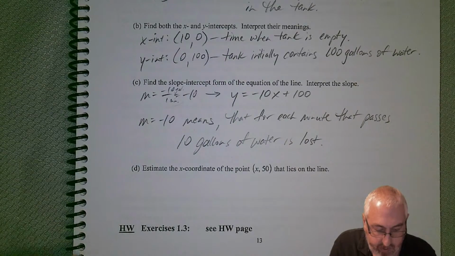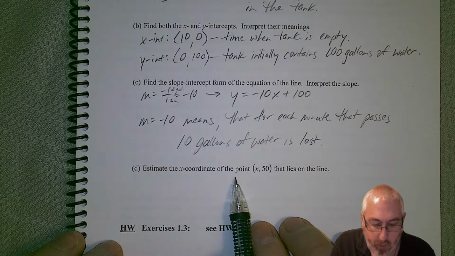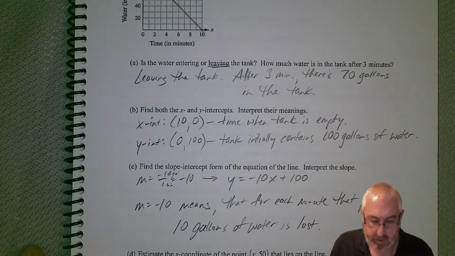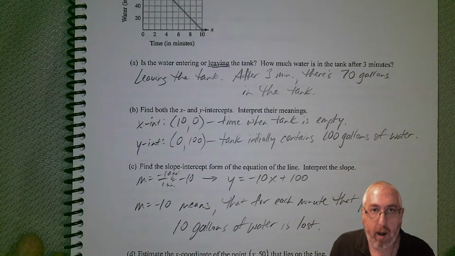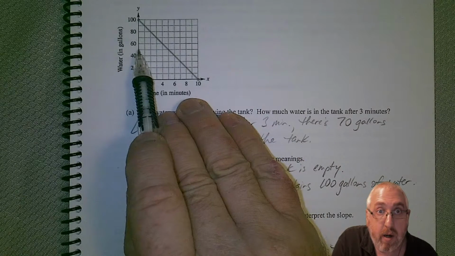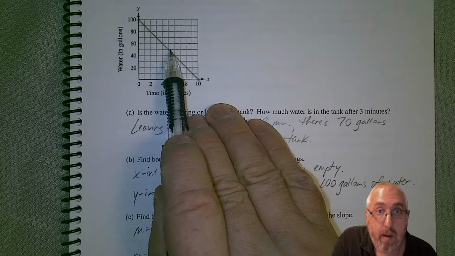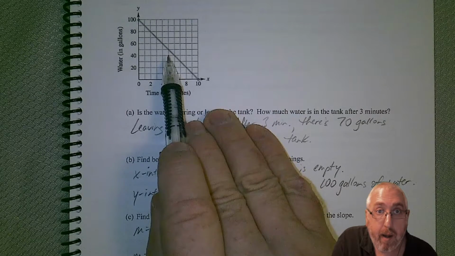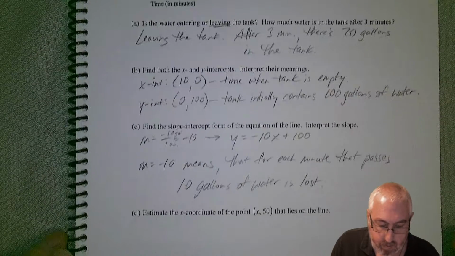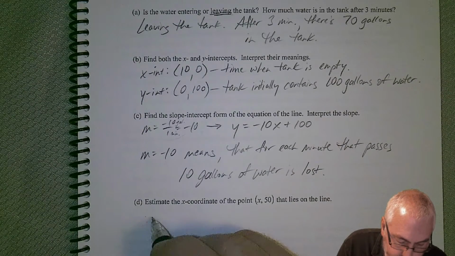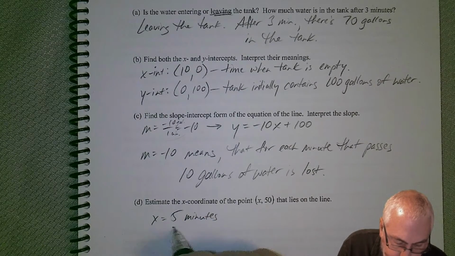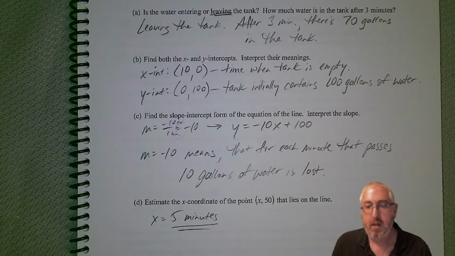All right, last question. Estimate the x-coordinate of the point x50 that lies on the line. So they're telling us we don't know x, we need to know y. We have a y of 50. So if we start with a y of 50, which would be right here, work our way across, stop, and come down, it looks like 5. So x is equal to 5. And let's put the units in there. So 5 minutes.